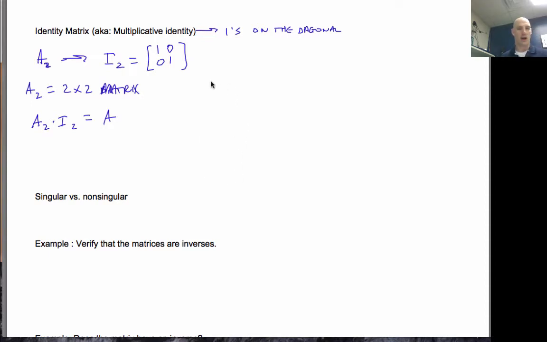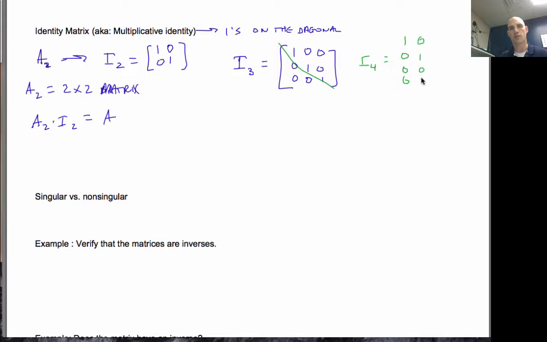For example, I3, the identity for a 3 by 3 matrix, is equal to 1, 0, 0, 0, 1, 0, 0, 0, 1. So you can see I've got my ones on the diagonal there. I4 is equal to 1, 0, 0, 0, 0, 1, 0, 0, 0, 0, 1, 0, 0, 0, 0, 1. Ones on the diagonal. Singular versus non-singular matrices.